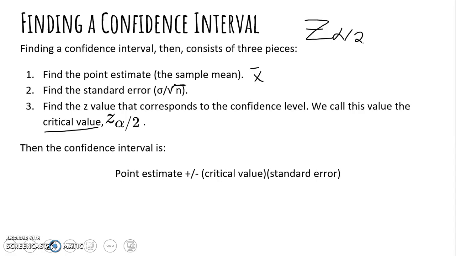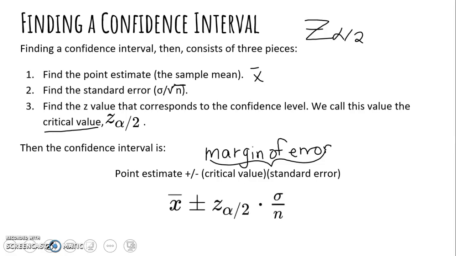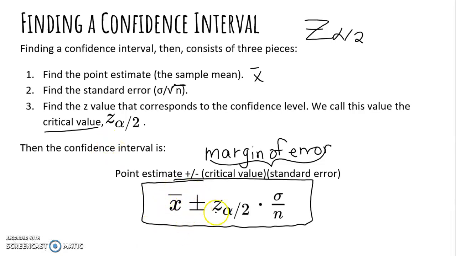So then for the confidence interval, we take our point estimate and we add or subtract the margin of error. So this right here is the margin of error. The margin of error is the critical value times the standard error in this particular case. So now we have a formula. Our point estimate is our x bar plus or minus the margin of error, which we find by multiplying the critical value, z alpha over 2, times the standard error, which is the standard deviation over the square root of n. Sorry that got left off.